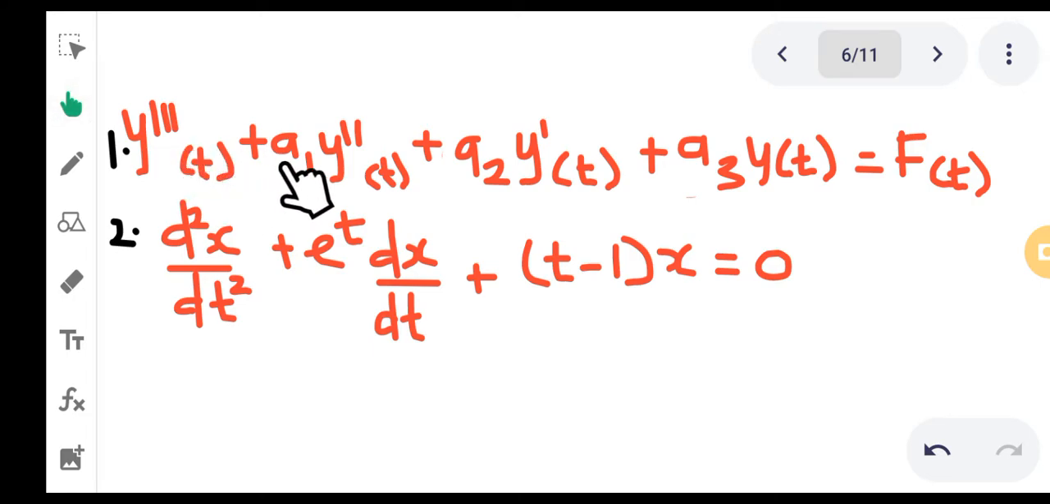y''' of t plus a1 y'' of t plus a2 y' of t plus a3 y of t is equal to f of t. And this is the second question. So we will be solving the first question. Whilst I'm solving, I will be explaining the normal form so that we will all understand.